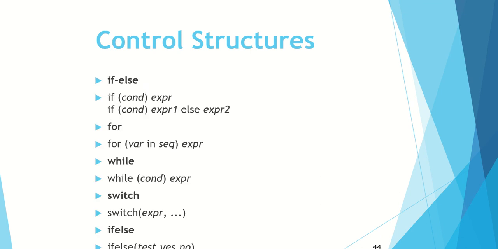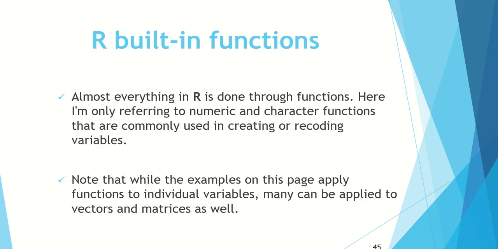Control structures, the most famous control structures used in almost each and every language, are if else, for, while, switch. All those are available with R also, along with the built-in functions, and this really gives great power to the programmer to perform data analysis using R.